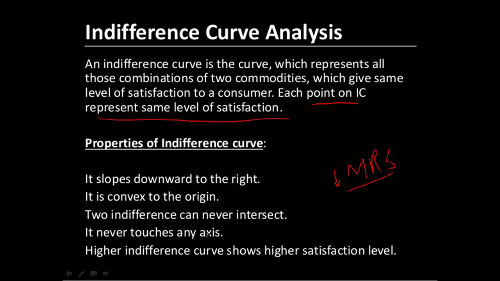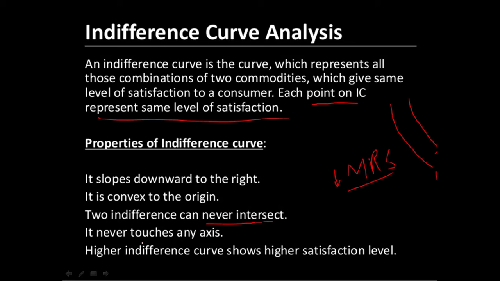Two, and very important, indifference curves never intersect. Two indifference curves never intersect because indifference curves have different combinations. Suppose this is IC1 and this is IC2. They will never intersect because their combinations are different and the levels of satisfaction are also different. Okay, indifference curves never intersect.